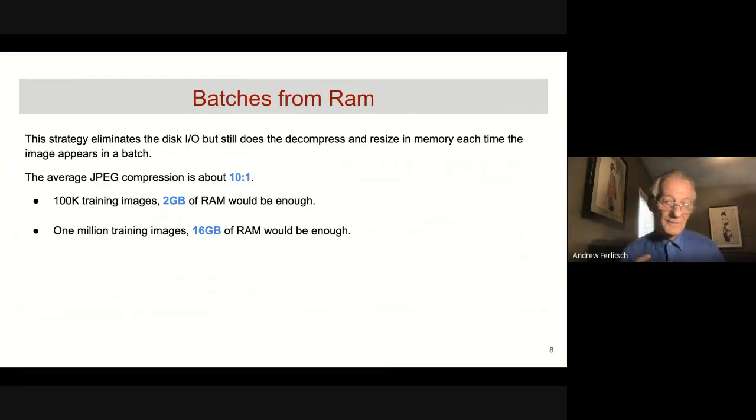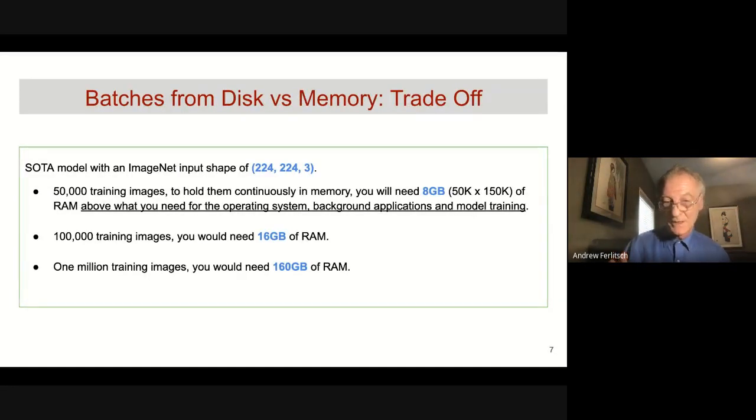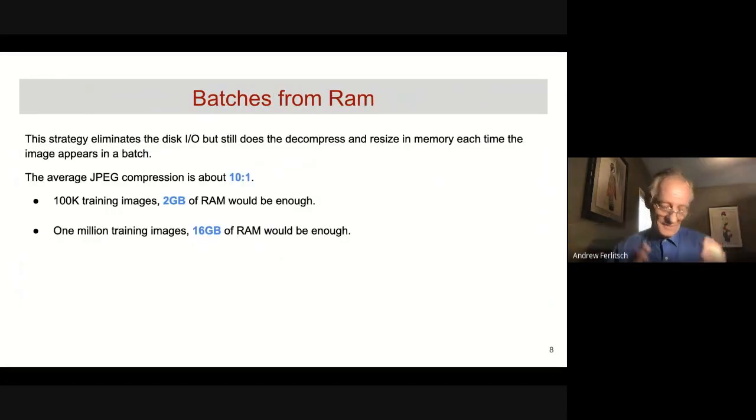Now, drawing them from RAM eliminates the disk I/O, but still does the decompress and resizing in memory each time the image appears in a batch. The average JPEG compression is about 10:1. So if I had all my images in memory, but in compressed format, not uncompressed, how much memory do I need? The last one, we talked about all the images being uncompressed and resized. In this one, they're still compressed. For 100K images, typically you would only need 2 gigabytes. And for 1 million training images, I would only need 16 gigabytes of RAM.